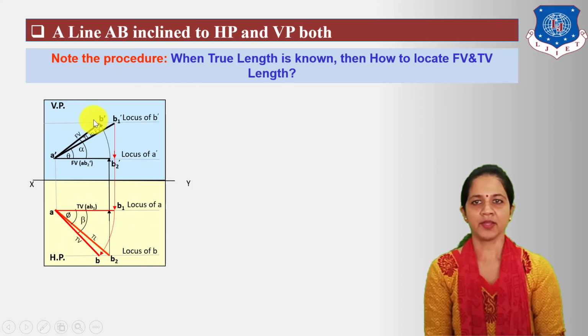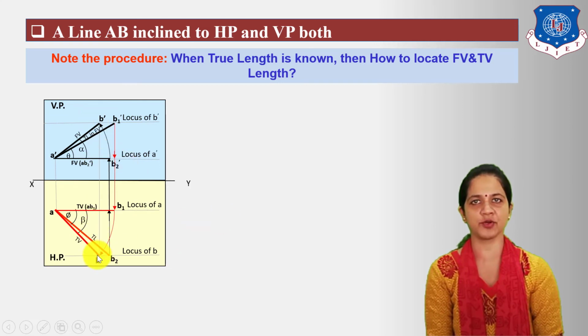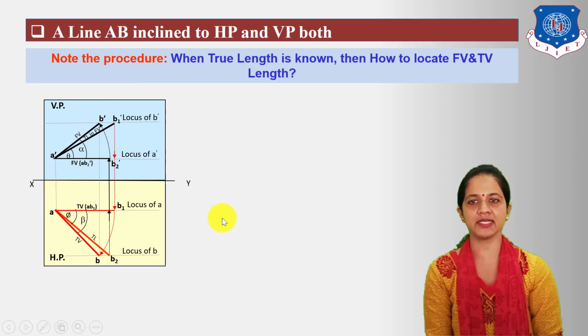Now here B dash and B point are always on the same projector line, and the distance between A dash A and B dash B is called EPD, end projector distance.